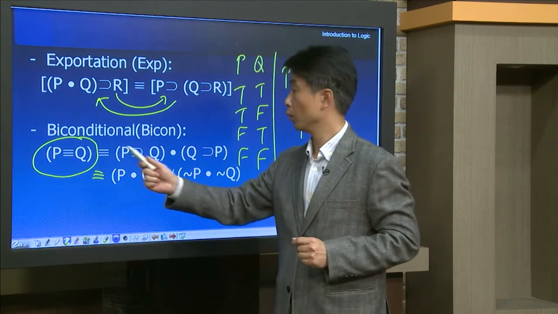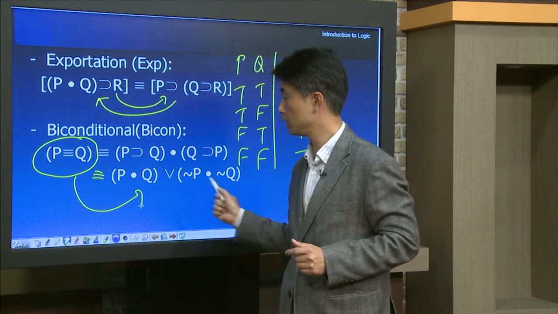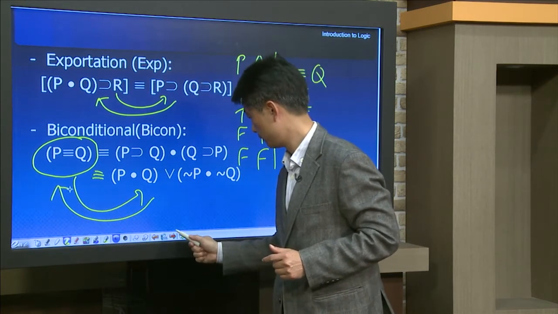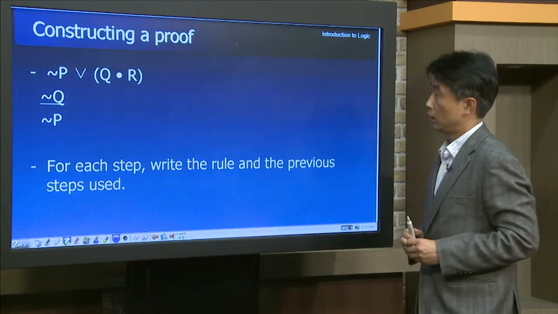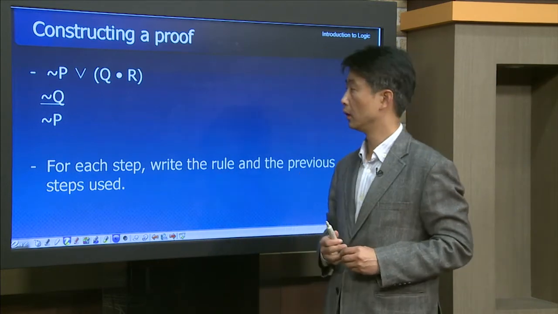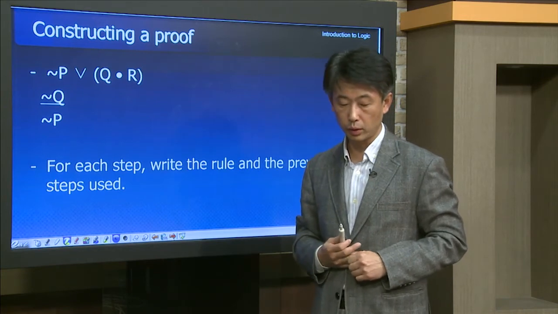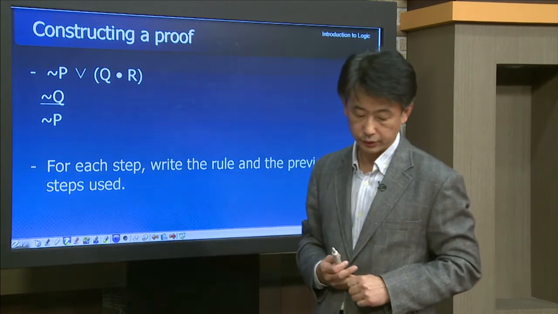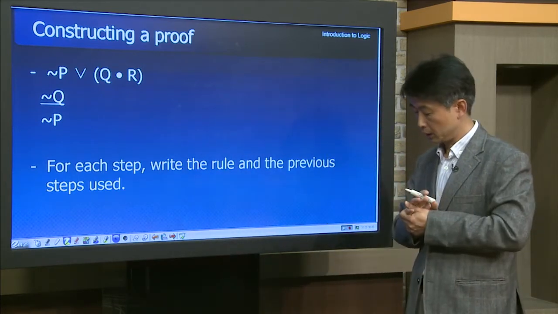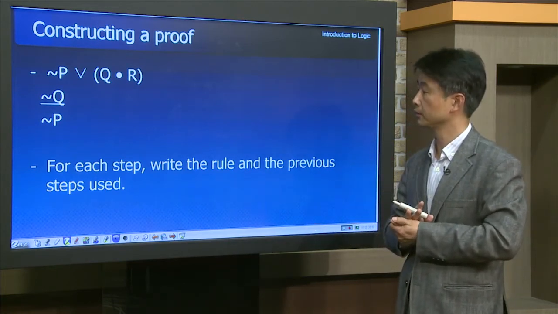Again, when you have that, you can derive either one of these two, or you can go backward. Okay, we are done with all the rules of inference and equivalence. Let's do just one exercise problem. So given all these rules introduced so far, how do we actually proceed to construct the proof?